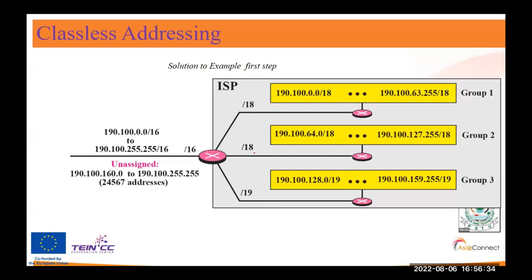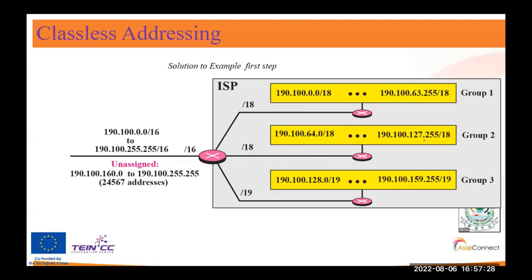And for the second group, 190.100.64.0. That means 0 to 63 are completed, then 64.0 to 127. So why 127? Because each group has 128 addresses in total, and each customer needs 128 addresses. So from this 64.0 block, we can give to two customers. That's why 64.0 to 64.127 finishes one customer, and another one, 128 to 255. In this way, we can calculate this /18 notation for group two.